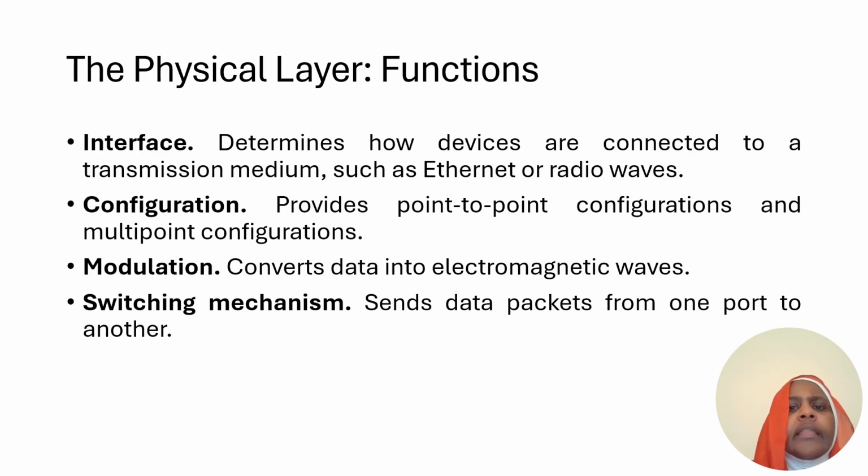It also determines how the devices are connected to the transmission medium through interfaces like Ethernet or radio waves. It has point-to-point configuration and multi-point configuration. It converts data into electromagnetic waves upon sending, and from electromagnetic waves to digital data upon receiving. This is what we call modulation and demodulation. It also sends the data packets from one port to another port physically, and that's what we call switching.